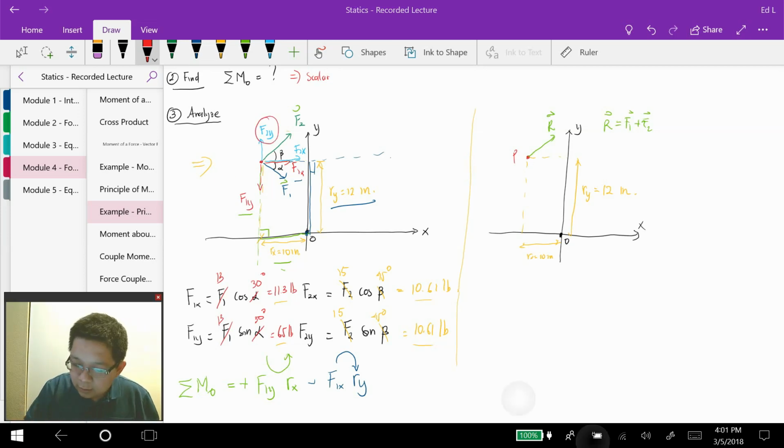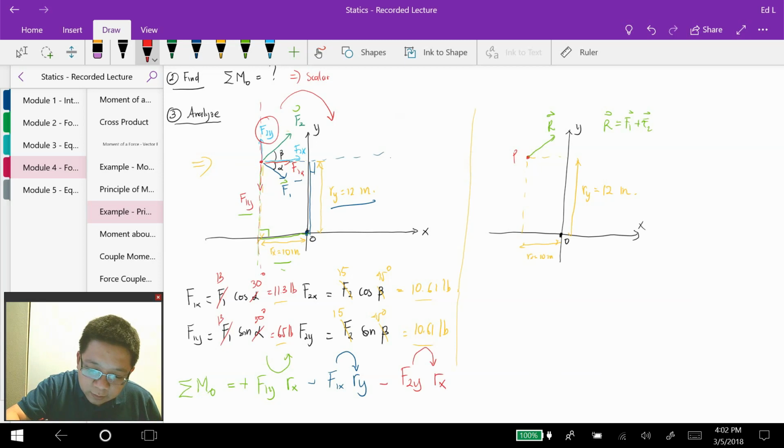So F2y, and this is the line of action. So with respect to point O, the perpendicular distance is Rx, same with F1y. And then it will cause a clockwise rotation, such that the sign is negative. So how come it causes clockwise rotation? As you can see, the force is going up, and point O is right here. So with respect to point O, this force is going to cause a clockwise rotation. Just curve the force around the point, right?